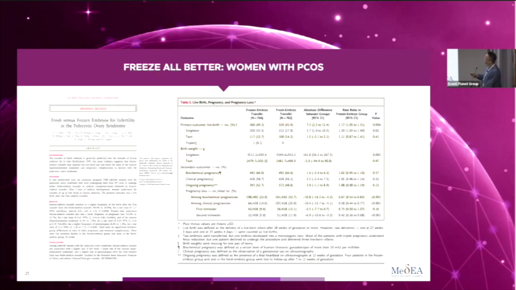And I think this paper has been shown before as well: fresh versus frozen embryos for infertility in PCOS women. And we know that freeze-all is definitely better in women with PCOS. This is from a very large Chinese dataset from Professor Chen Jiang's group. And it's very clear that in women with PCOS, very high responders, they definitely do much better in a freeze-all cycle.